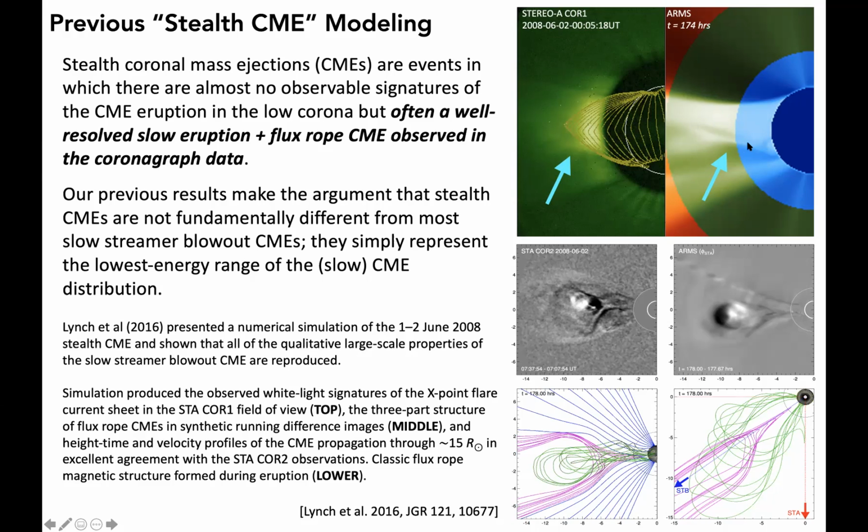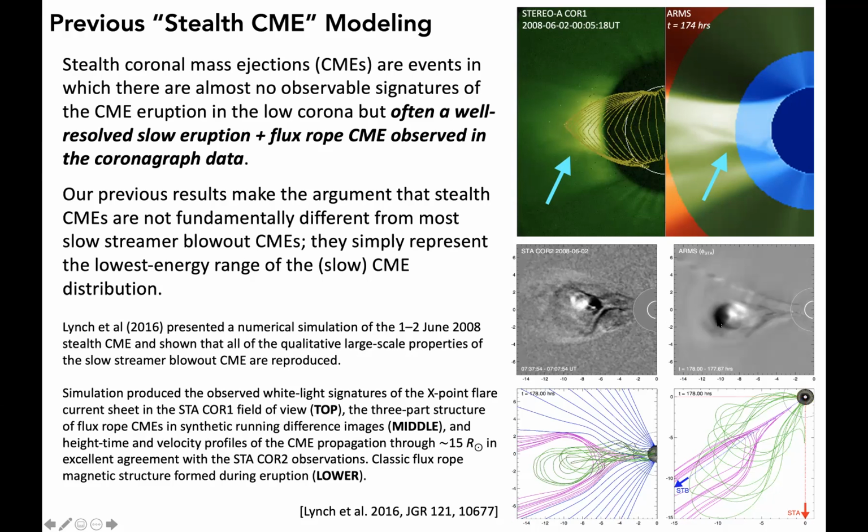It's about the same height in the simulation and the observations. Down here you've got basically the three-part structure. This is running difference a little bit further out. You can see the kind of remnants of the inflated helmet streamer being blown out here. And you can see this cusp, concave up region in the back, connecting to this current sheet. And that's a similar kind of structure that we get in the simulation.